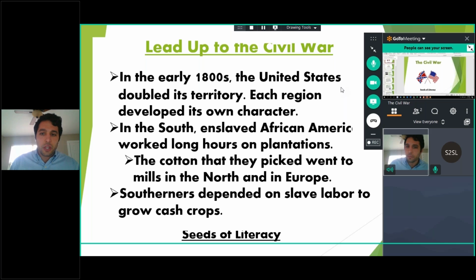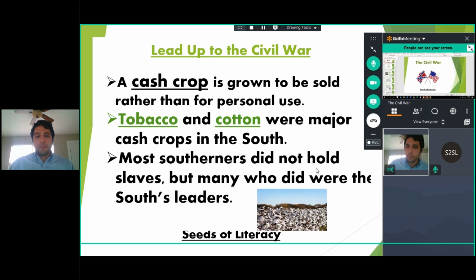So Southerners were the main group of people that depended on slave labor to grow what they called cash crops. And a cash crop is grown to be sold rather than for personal use. So these aren't people just farming to feed their family. These were big plantations where slaves were out working in the fields, growing tobacco and growing cotton.